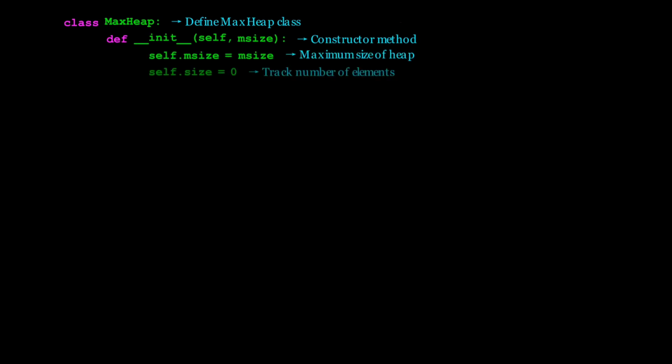Let's start by defining our max heap class. We begin with a constructor that takes the maximum size as a parameter. We will initialize three important attributes: m size, the maximum capacity of our heap; size, to track the current number of elements; and heap, an array initialized with zeros, which stores our values.